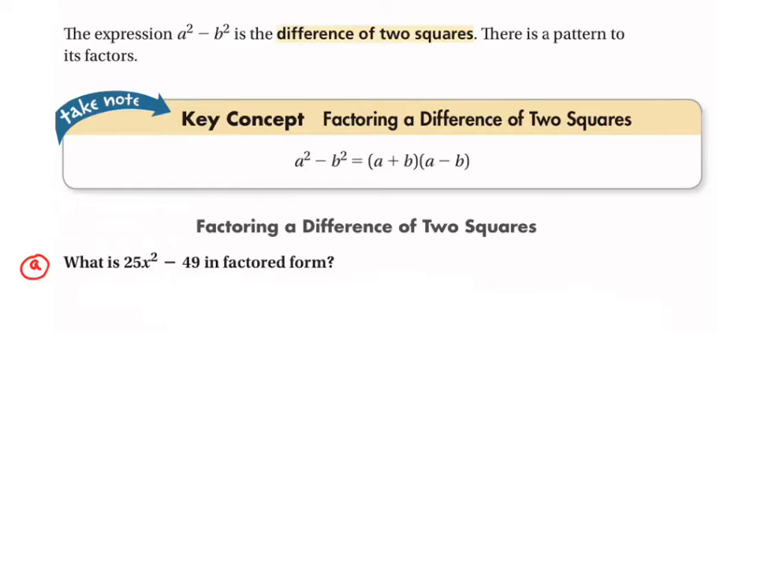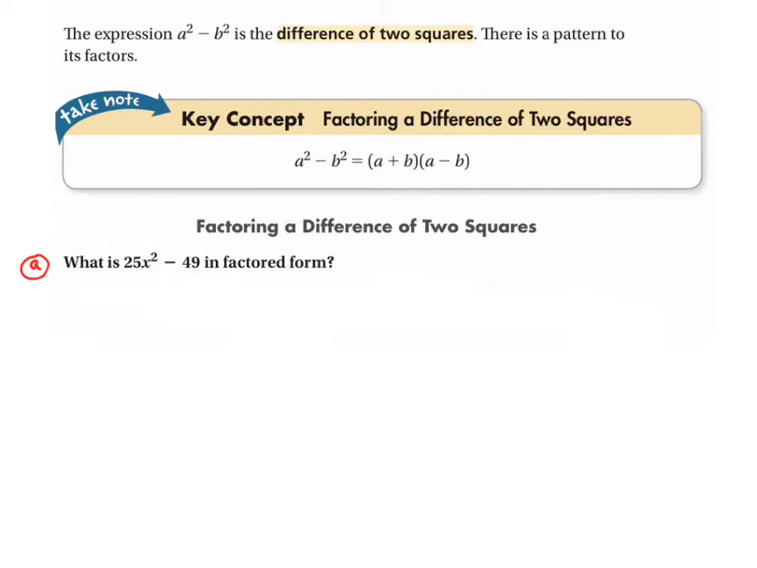Here we have a squared minus b squared, which is what they consider to be the difference of two squares. Sorry, there's no pattern. There is a pattern to its factors. Here they're giving us this illustration of the key concept.